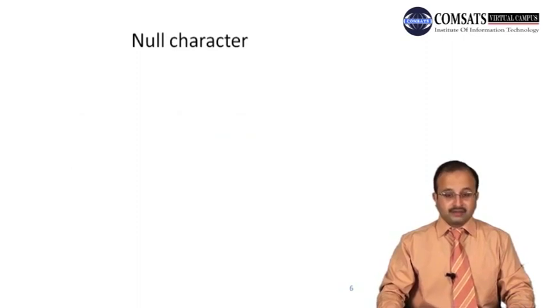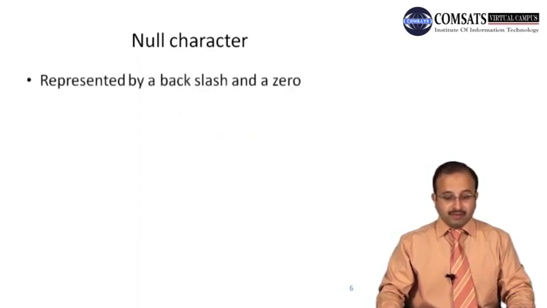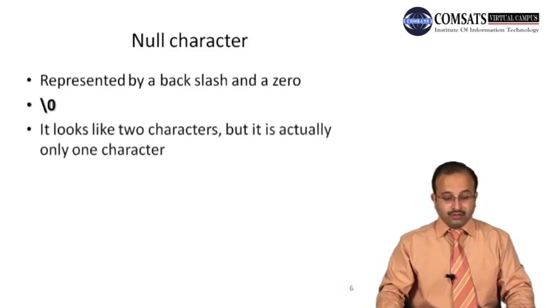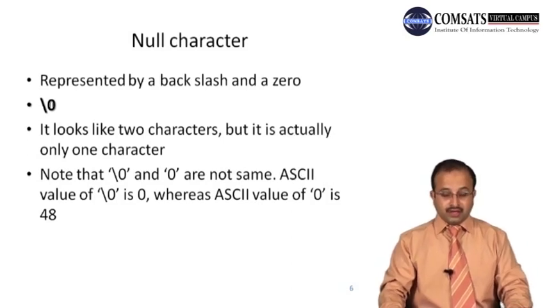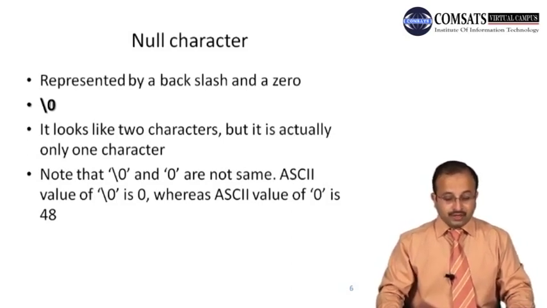So what is a null character? It is represented by backslash and a 0, that is backslash and a digit 0. It looks like 2 characters, but it is actually 1 character, and the ASCII value of \0, that is null, and 0, that is a digit, are not the same. ASCII value of null is 0, whereas ASCII value of the digit 0 is 48.